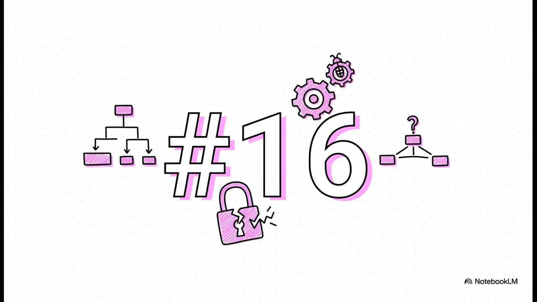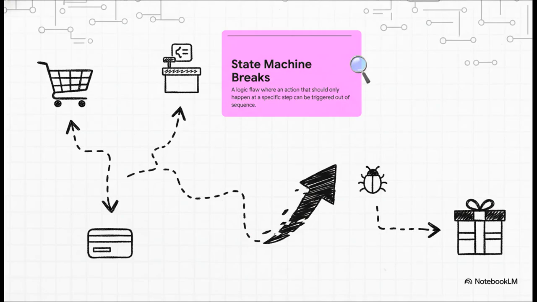Okay, our third and final pattern steps away from syntax and weird input entirely. This one is all about breaking the application's intended purpose, its business logic. Honestly, these are some of my favorite bugs because they're not about clever payloads. They're about breaking the rules of the application. The app has an expected order of operations, right? You add to cart, then you check out, then you pay. A state machine break is when you find a way to skip a step, like jumping directly to the order complete page without actually paying.